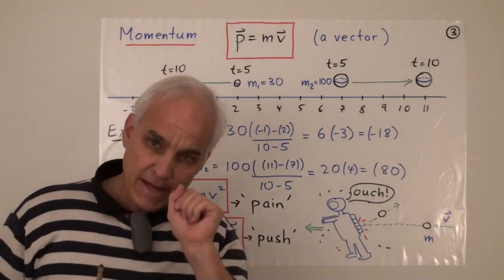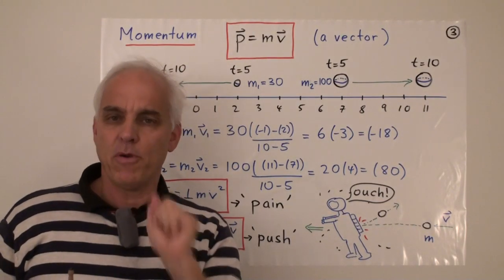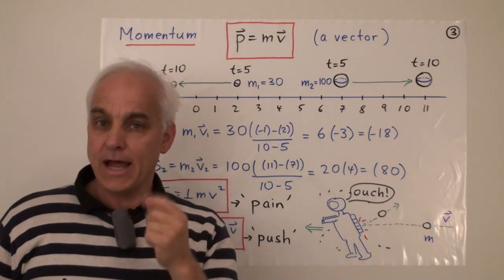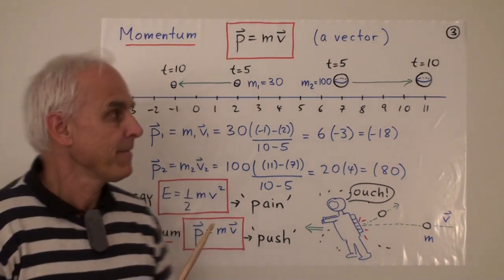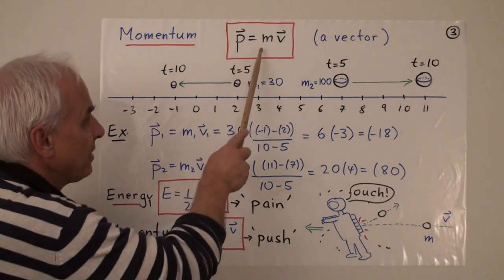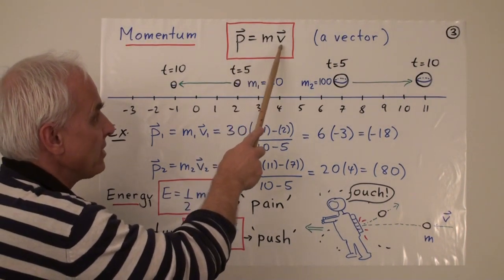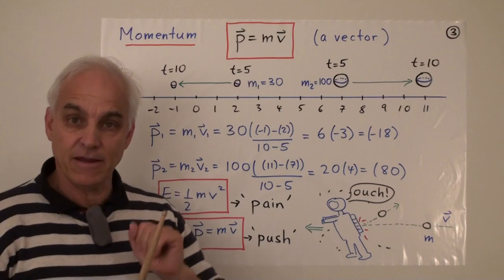While the energy is a scalar quantity, so the energy of a particle, the kinetic energy, is a number, the momentum is actually a vector. And the formula is P equals m times v, where v is the velocity vector.